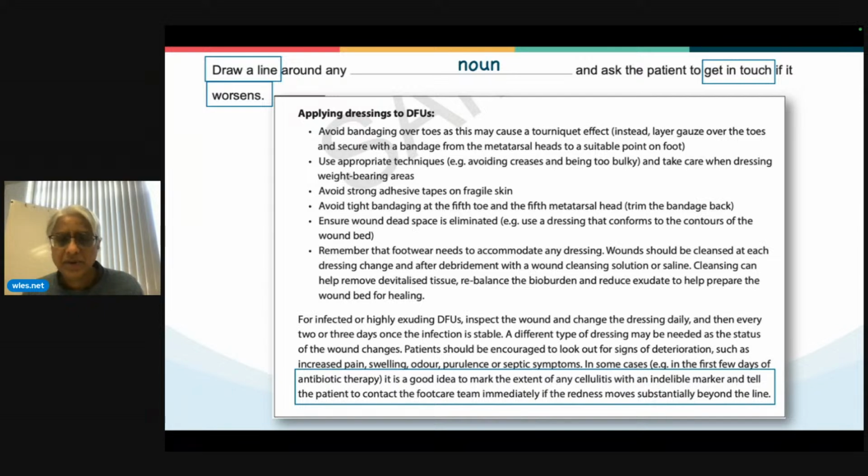It's a good idea to mark the extent of any cellulitis with an indelible marker. Well, that bit means draw the line. Mark the extent of the cellulitis with an indelible marker. Okay, so you can see this is the relevant area. To contact the foot care team immediately. In other words, get in touch. So you can clearly see at the bottom the answer, it's going to be cellulitis.